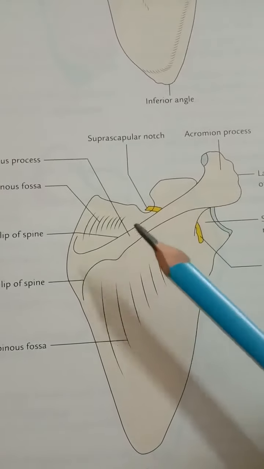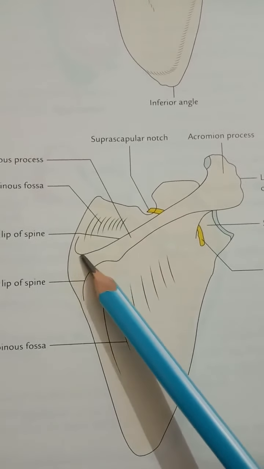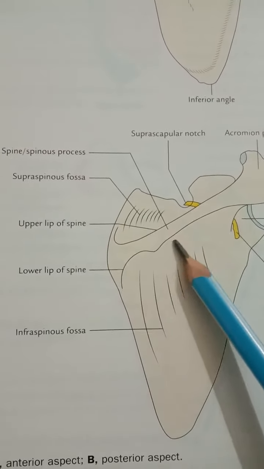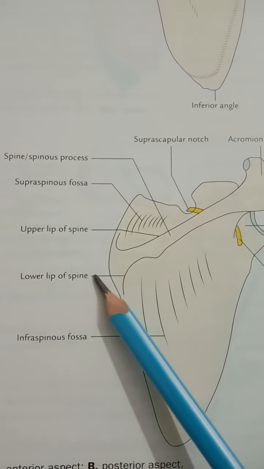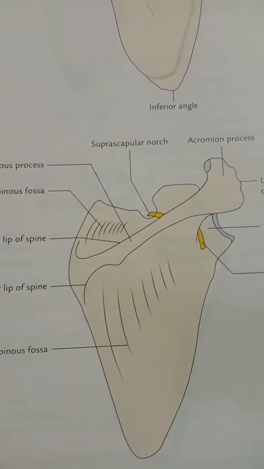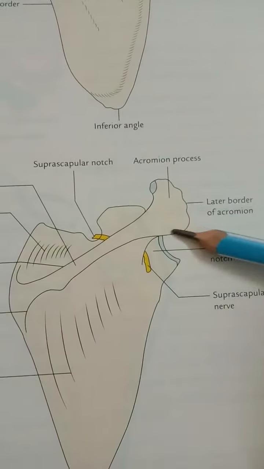The crest has the upper lip and the lower lip. So this one is called the upper lip, and this one is called the lower lip. Here you can see the lower lip and this is the upper lip. Then the acromion process. So this one.